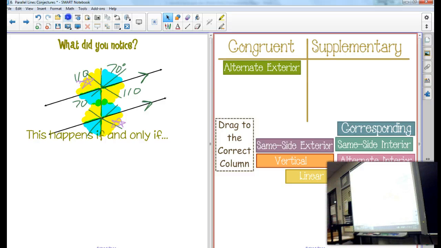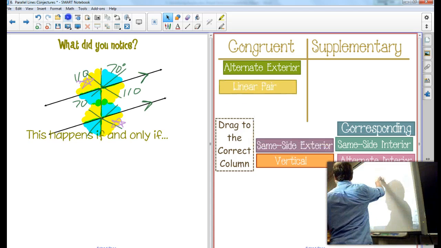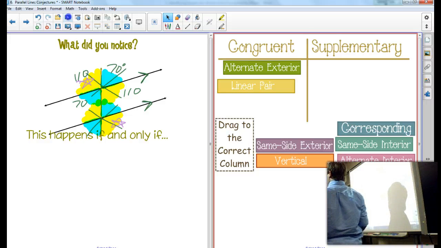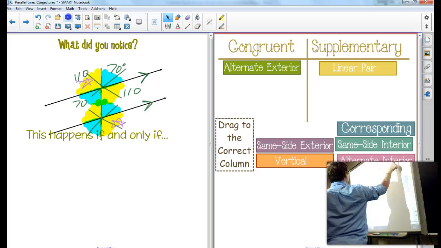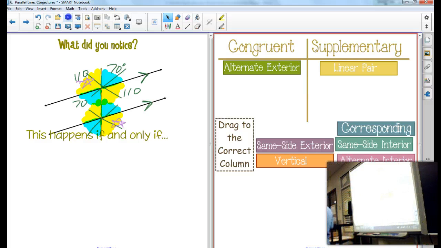All right. Steven is not here. Trey, go do one. Brooke, go do one. Captain, go do one. Kevin, go do one. Waylon, go do one. Linear pair, congruent or supplementary? What does line mean? There you go.